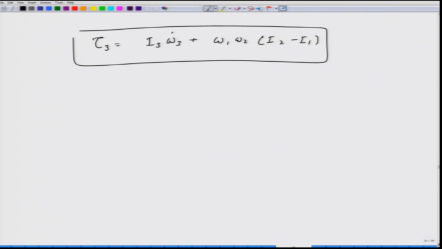So, this completes our discussion on rigid body dynamics, with the final being solving the rigid body dynamics using the Euler equations.